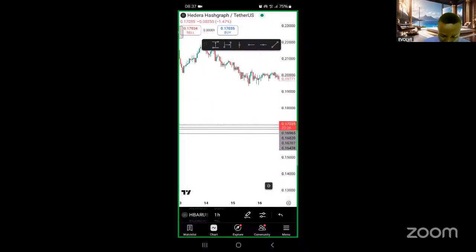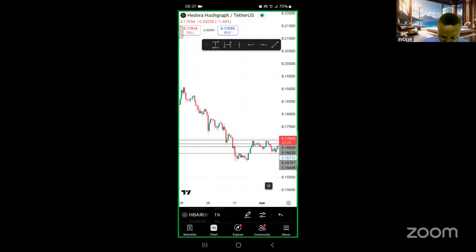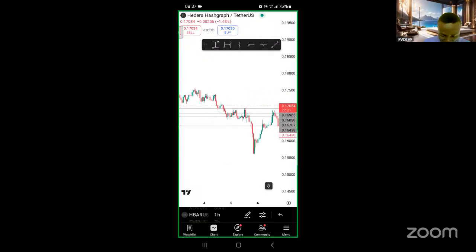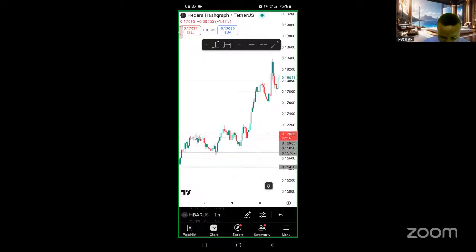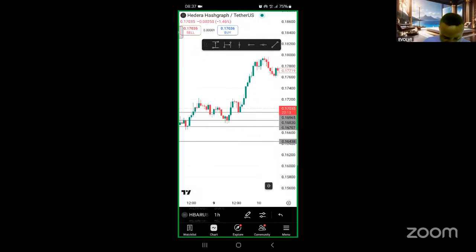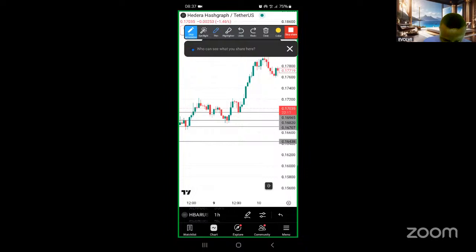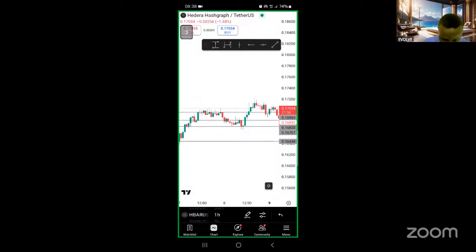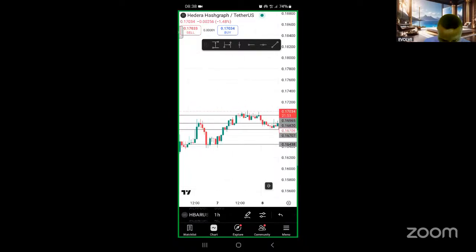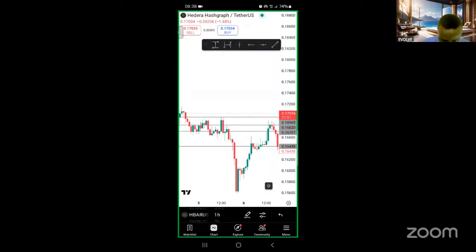Now we can go and check on support line number 2. Number 2 is this one. This particular price. Okay. When we go back, let's check in the past. In the past, support line number 2, where did the price find the support?